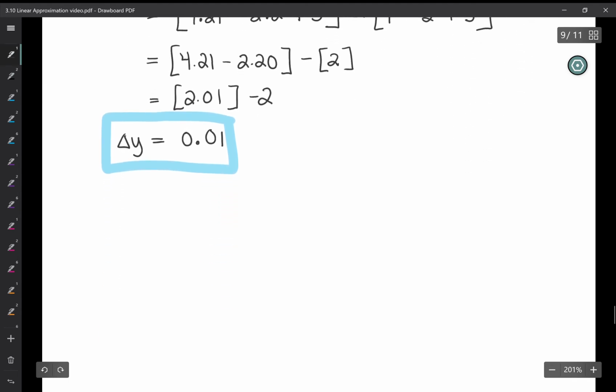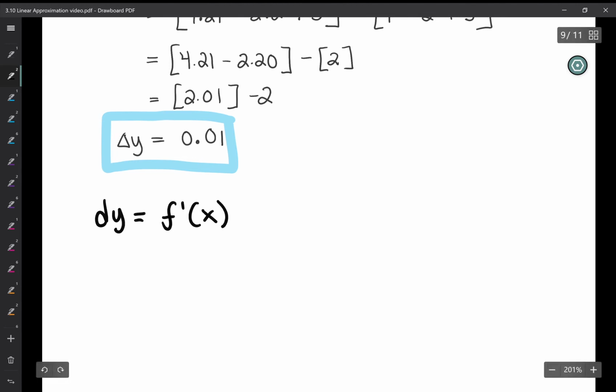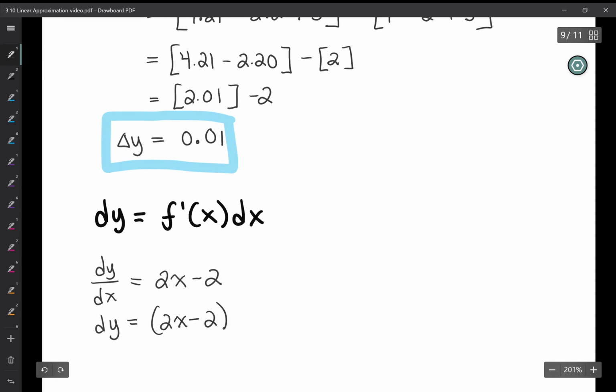Now we still need to find dy, that differential, where dy is equal to f prime of x dx. The derivative of our function with respect to x is equal to 2x minus 2, just using the power rule. So dy is equal to the quantity 2x minus 2 dx.